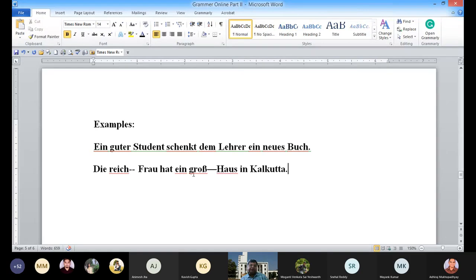So here I have used a sentence: Die reiche Frau hat ein großes Haus in Calcutta. Frau means lady, and before Frau, Reich, R-E-I-C-H. What is the meaning of Reich? Rich. And Haus means house. Before that, the adjective groß is used. Groß means large or big. Now before Haus, the adjective groß is used, and before Frau, the adjective reich is used. Now you have to add the correct adjective ending.